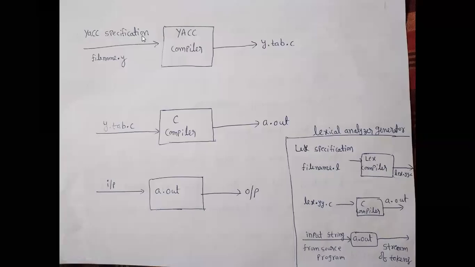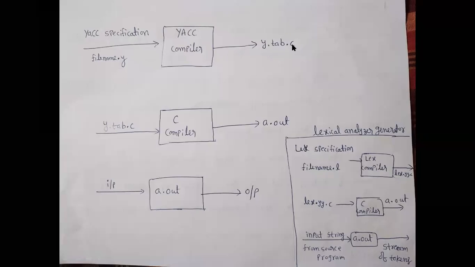Okay. So here, the YACC specification. We can specify the file name dot Y. So dot Y is the extension for this YACC program, and we are using the YACC compiler. We are taking the input of the YACC program, and the YACC compiler converts this file into y dot tab dot c. So what is the dot c extension? It is a C file.